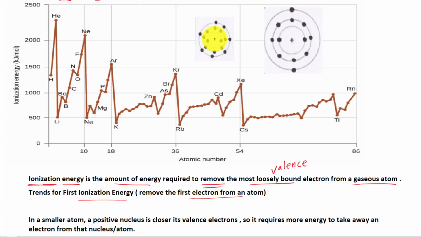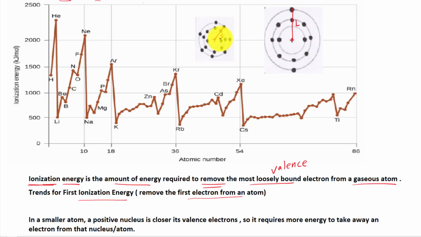And look at this. We know that inside an atom we have a proton that's attracting the electron, right? That's pulling the electron in. And this is the valence electron. So there's a distance right there. And in this smaller atom, compared to a larger atom, here you have your proton all the way in here. Look at the distance. This is larger and this is smaller.